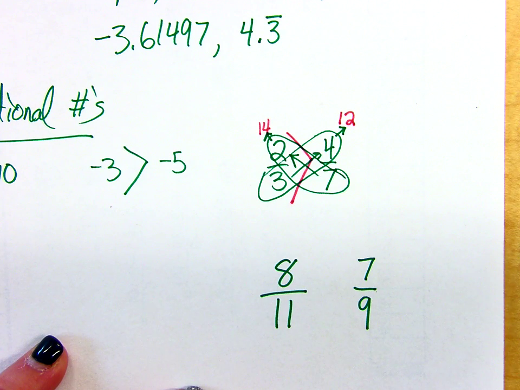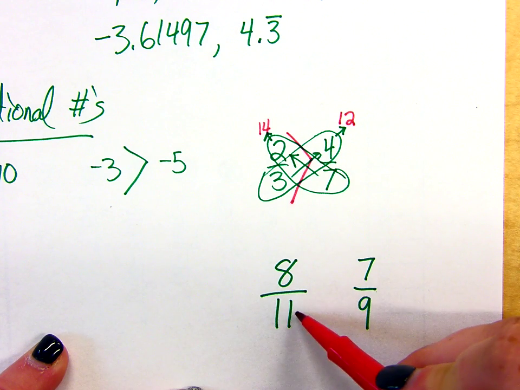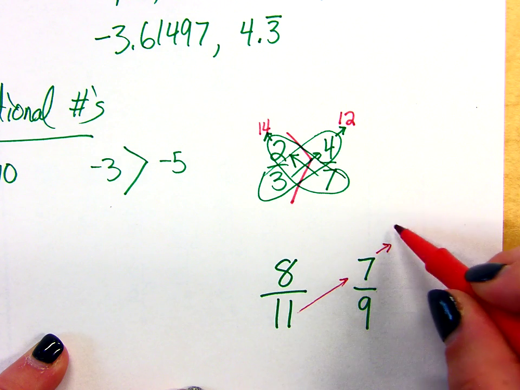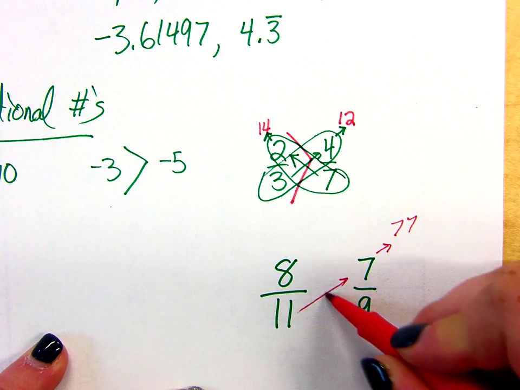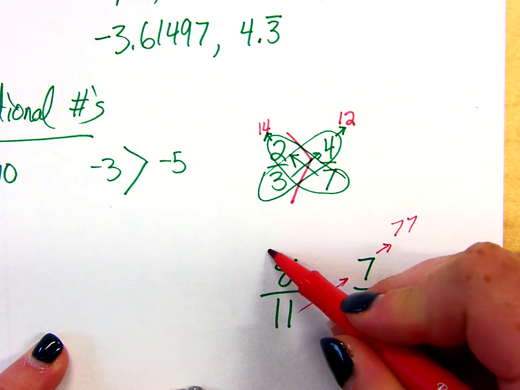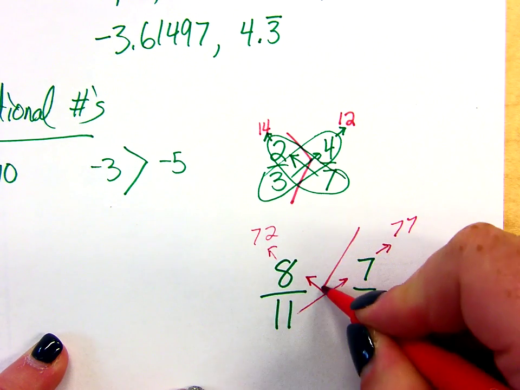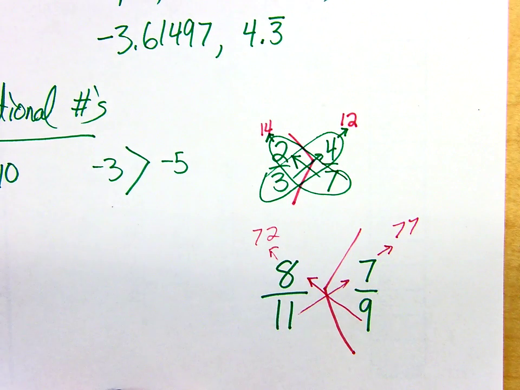Cohen, which one do you say is bigger? He says 7 ninths. Do you all agree? Well, let's try it. We're going to multiply the diagonals. If I start at the bottom and multiply up, 11 times 7 gets me 77. 9 times 8 gets me 72. 77 is bigger, so yes, 7 ninths is the bigger one.